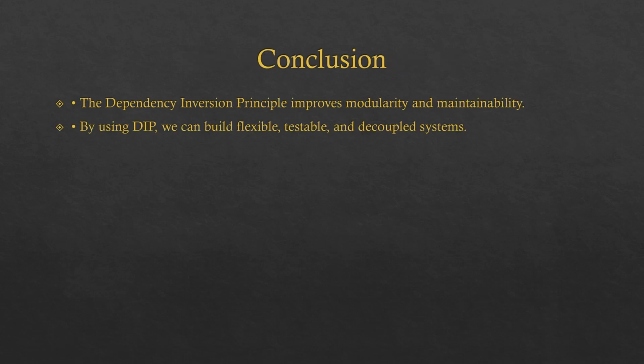In conclusion, the dependency inversion principle is essential for creating flexible, maintainable, and decoupled systems. By relying on abstractions and using techniques like dependency injection and inversion of control, we can build scalable applications that are easier to test and modify over time.